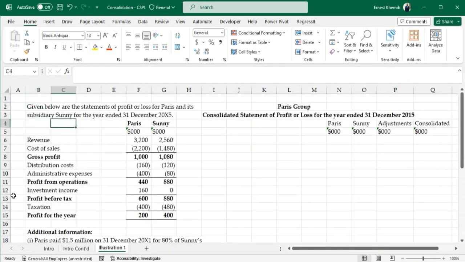We are going to draw up the pro forma consolidated statement of profit or loss as we have seen here. First we start with the name of the group, here is Paris group, and then the name of the financial statement, consolidated statement of profit or loss for the year ended, under it. This is Microsoft Excel, so this is going to be helpful, especially for those who will be using computerized systems for their exams. This is how you present your information.